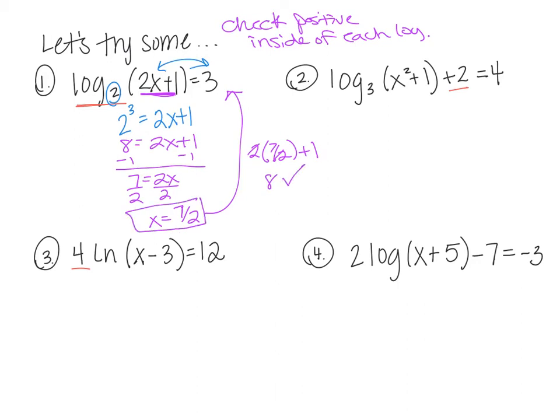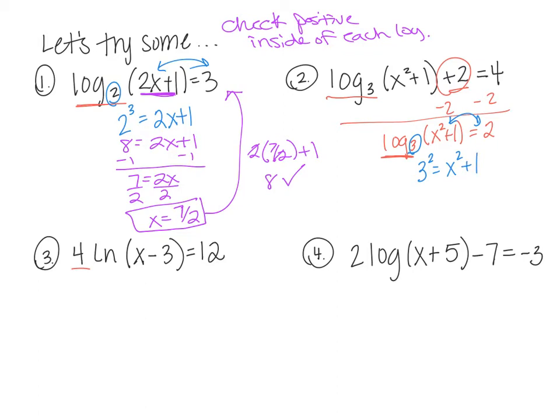All right, so moving on to the second example, I want to isolate this log here, so I'm going to need to get rid of this +2. I'm going to subtract it on both sides. So I have my log base 3 of x squared plus 1 equals now 2. So now I see that the log base 3 is isolated. Now I need to change this from a log into an exponential. So I'm going to take my base 3 and then I'm going to switch these. So it's going to be 3 squared equals x squared plus 1.